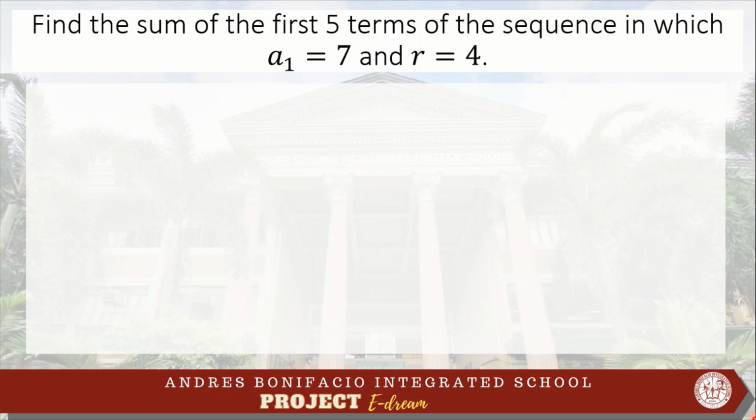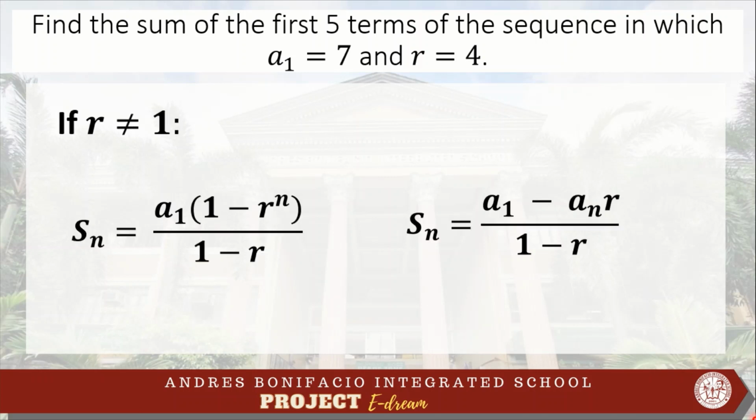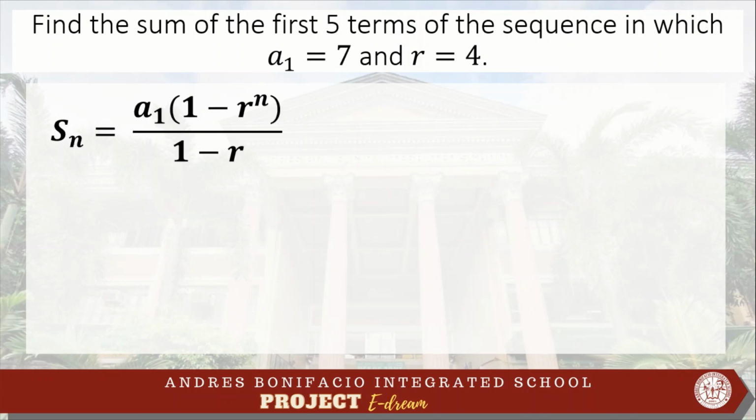Find the sum of the first 5 terms of the sequence in which a sub 1 is equal to 7 and r is equal to 4. Since the common ratio is not equal to 1, we have two options. But since in our given problem, a sub 1, common ratio, and the number of terms are given, we will be using the first formula, and that is S sub n is equal to a sub 1 times 1 minus r raised to n all over 1 minus r.